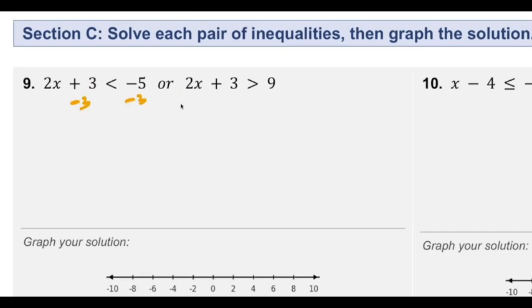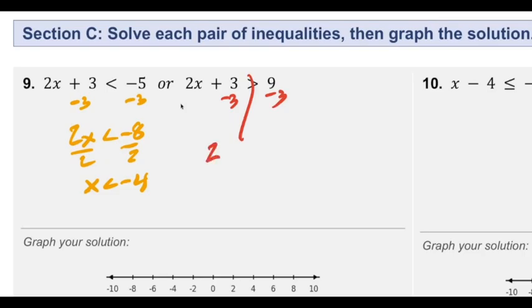-3, -3. 2x is less than -8. And then we divide by 2, x is less than -4. Over here, we subtract 3 from both sides. That's our line. So you get 2x is greater than 6, and then we divide by 2. So x is greater than 3.